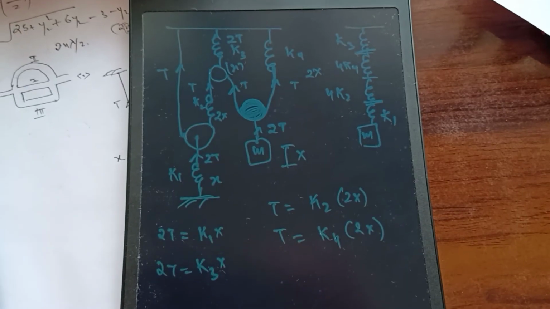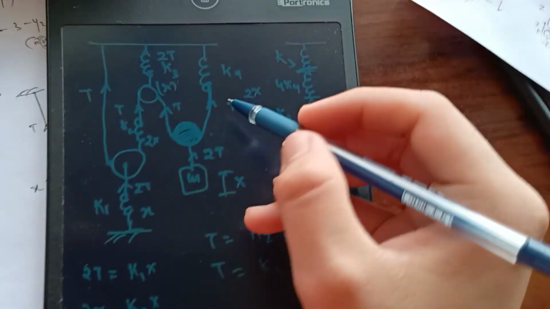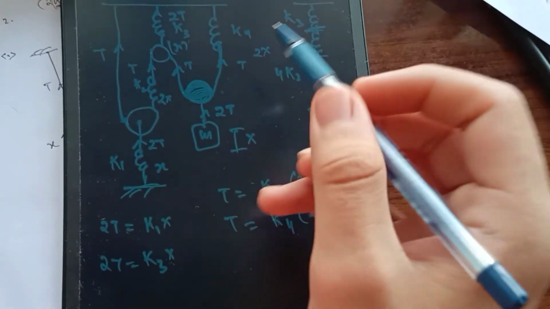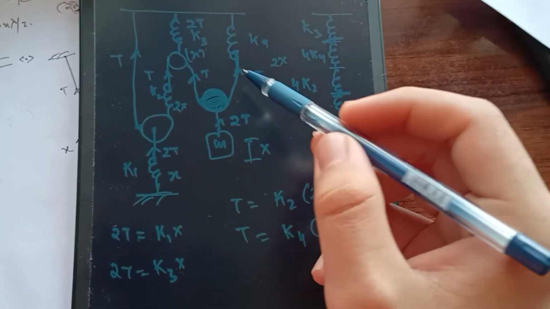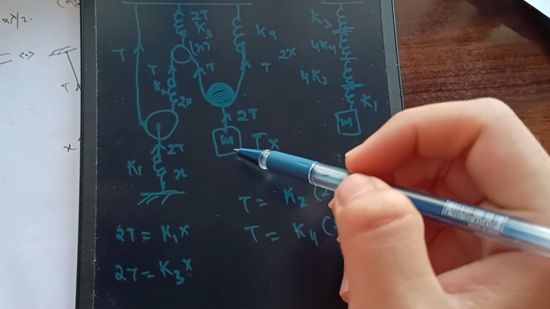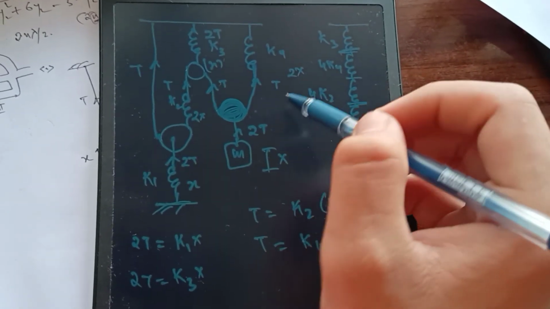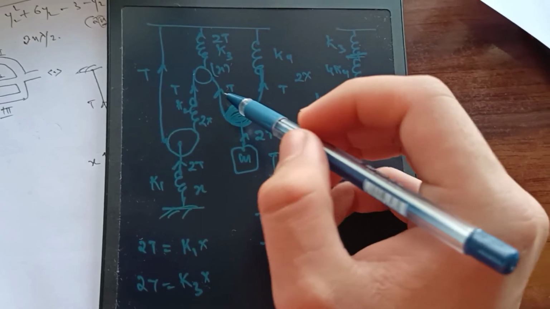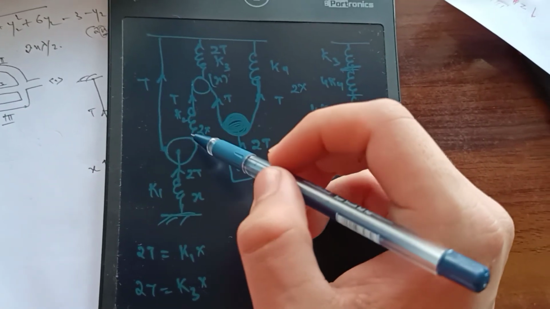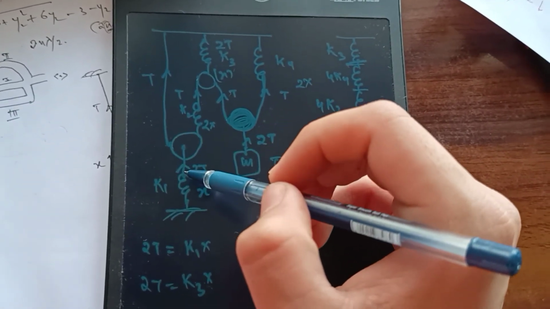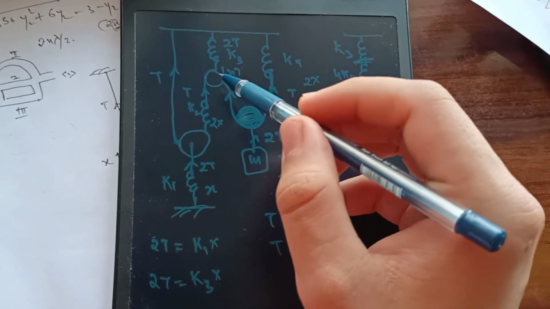Okay, so I have changed the board here. I have redrawn the whole structure, and I have depicted all the tensions. Suppose in the block of mass m there is a tension 2T, so here there will be tension T, here there will be tension T, T, 2T, T, T, 2T. Yes, correct, because this is one whole part.